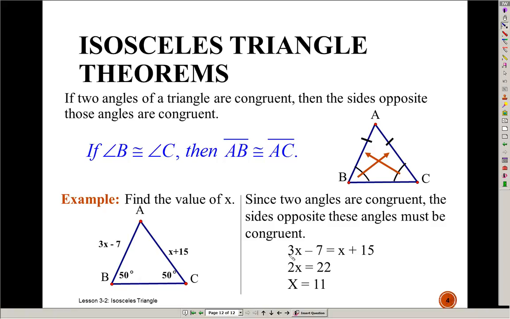We'll solve for x. Subtract the x from both sides to move it to the left. Add 7 to move it to the right. Divide by 2. X equals 11. So remember, in an isosceles triangle, if two sides are congruent, then the angles opposite those sides are congruent. And if two angles are congruent, then the sides opposite those angles are congruent.